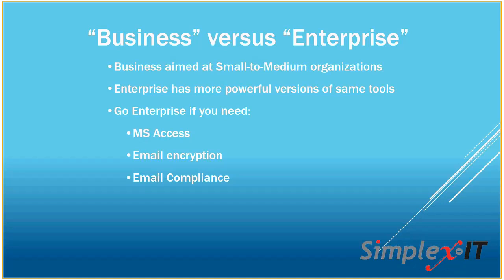Okay. So the business versus enterprise. Business is aimed at small and medium organizations, right? Originally, and I think still, the business has a limit of 300 and 350. We'll get to this in a second. How many licenses you can have in one organization. Enterprise is more powerful versions of the same tools, and we'll talk about that in a second. And the enterprise, first of all, if you need Microsoft Access as part of your Office, then you want to go enterprise. If you want built-in email encryption, compliance, discovery, that kind of thing, then the enterprise or the E-plans are going to be more appropriate for you. Okay.